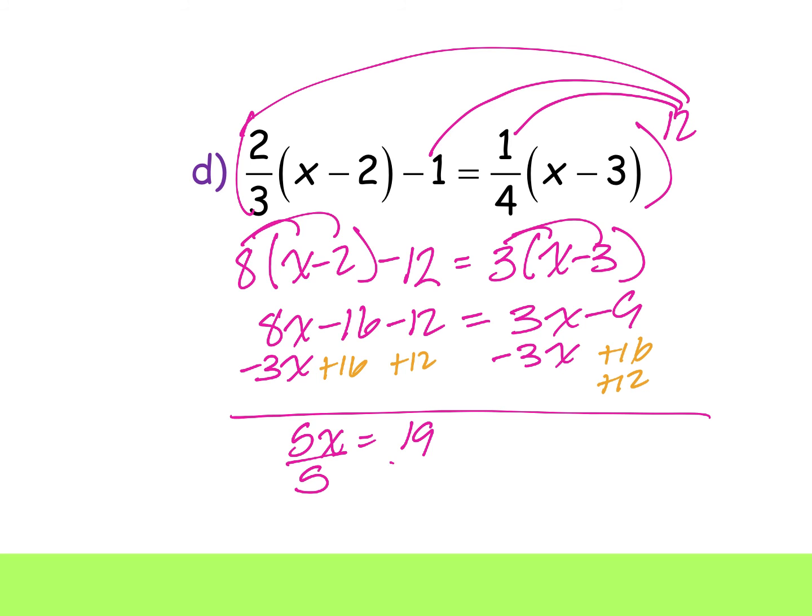Divide by 5. So x equals 19/5. Questions? Is it okay? Not too terribly bad so far.